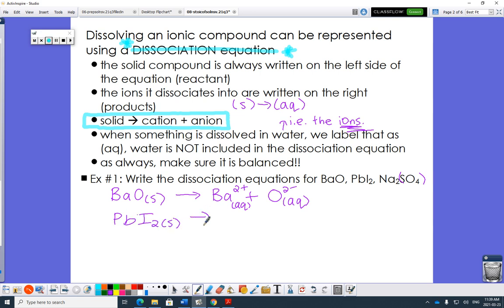Same thing with this one. I chose lead 2 iodide on purpose. Okay, so the metal is no problem. But then again, how did we deal with this? So iodine, aqueous, that is not its natural state. What did we do with that too? We wrote it out front.